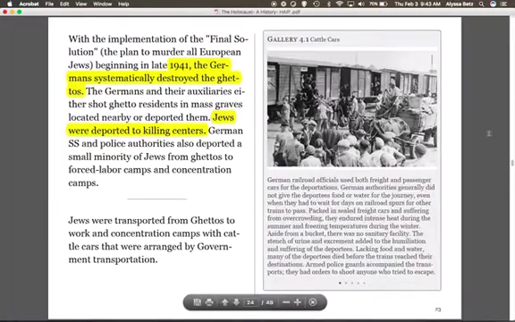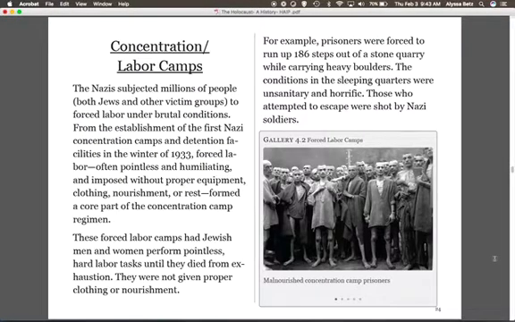Again, feel free to slow down and you can go into the galleries. There are videos and additional links posted as well. Concentration labor camps. The Nazis subjected millions of people, both Jews and other victim groups, to forced labor under brutal conditions. From the establishment of the first Nazi concentration camps and detention facilities in the winter of 1933, forced labor, often pointless and humiliating, was imposed without proper equipment, clothing, nourishment, or rest. It formed a core part of the concentration camp regimen.